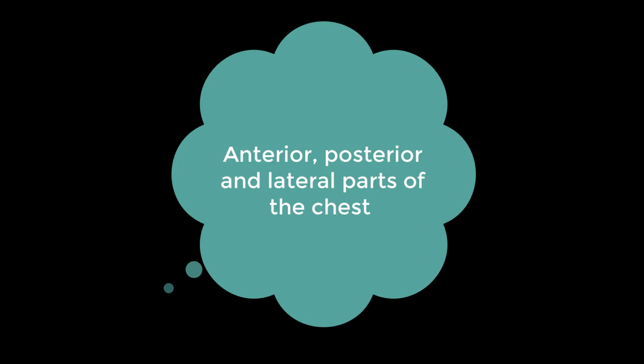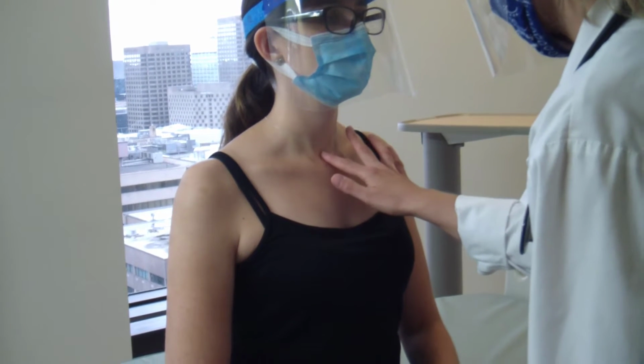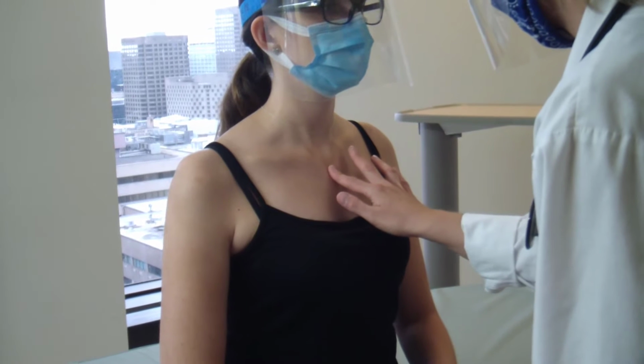Make sure to assess the anterior, posterior, and lateral parts of the chest. Envision the patient's lungs and begin with landmarking. This will help guide you through your physical assessment. First, I will landmark the lungs anteriorly. I will start at the suprasternal notch and I will work my way down the sternum to the angle of Louis.